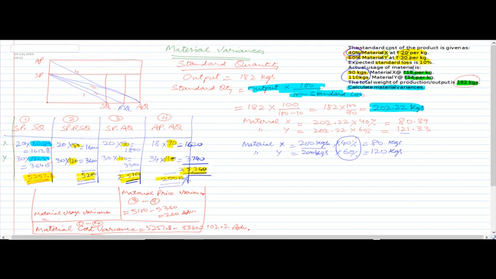Now material usage variance. This is equal to the difference between first and third calculation, 5257.8 minus 5100. It comes to be 157.8 favorable. When answer is positive, the variance would be marked as favorable.